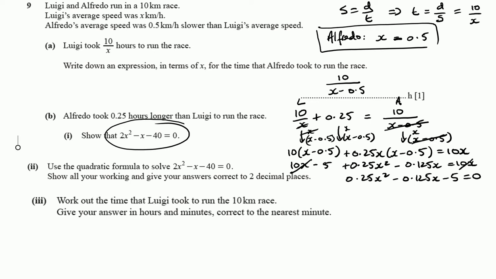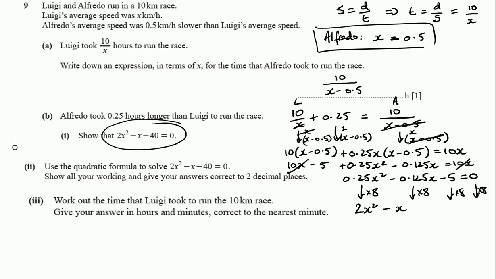Remember that when we multiply through an equation to get rid of our fractions, we're essentially scaling it up. And here I'm going to scale it up again to get rid of my decimals. Every term I'm going to times by 8, because that's going to make every one of these decimals into whole numbers. So 0.25 times 8 is 2x squared. An eighth, 0.125 times 8 comes out as 1x. 5 times 8 is 40, so that's a minus 40, and that's equal to 0.